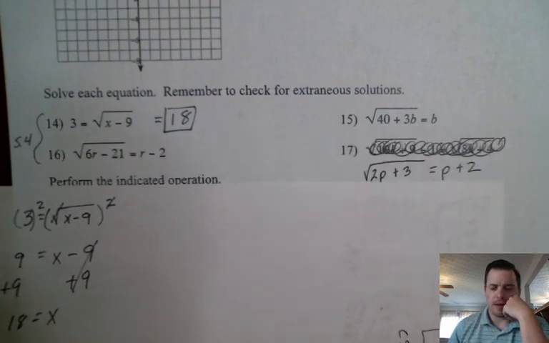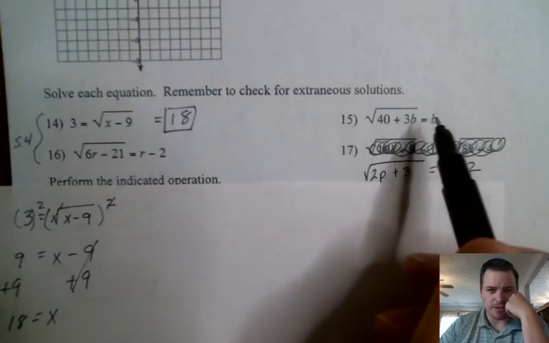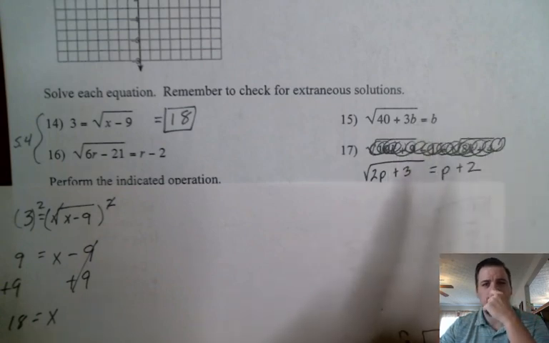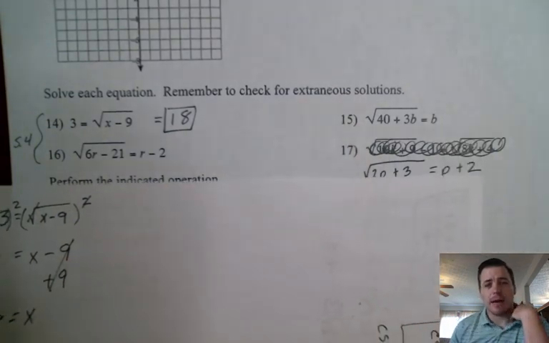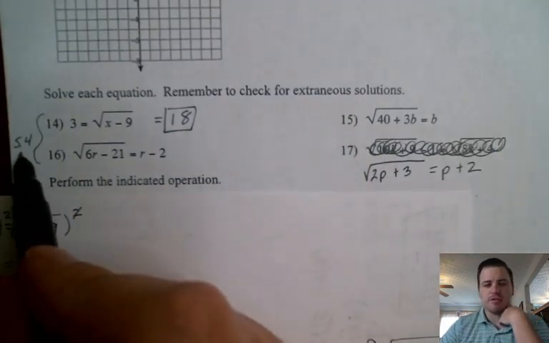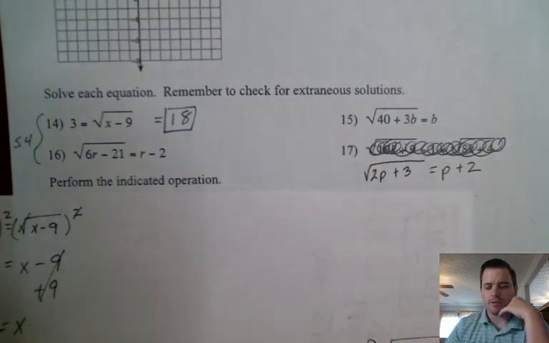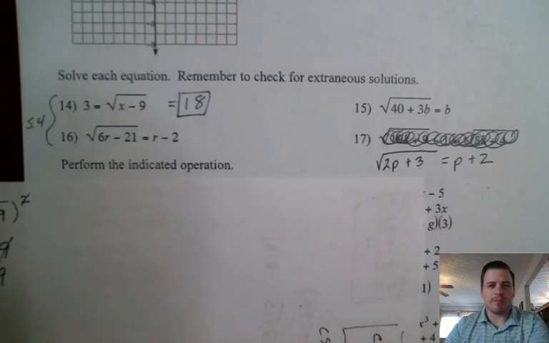Okay? I'm going to let you do 15. You've got to square both sides. That's going to produce a quadratic over here. Again, go back in your notes, 5.4, to see how we did those. 16 will be pretty similar to it.